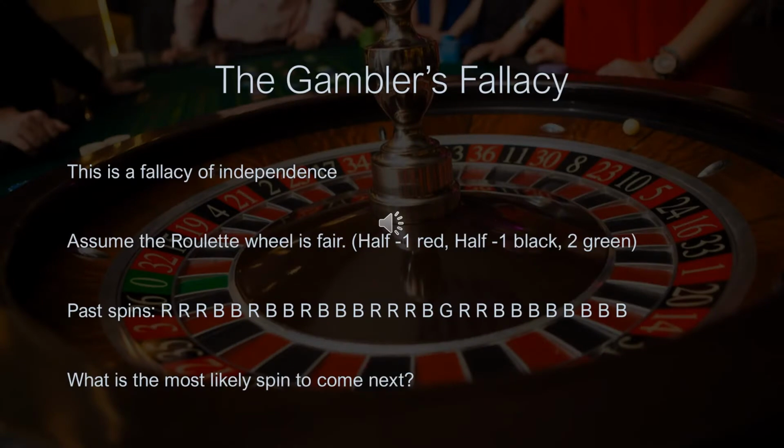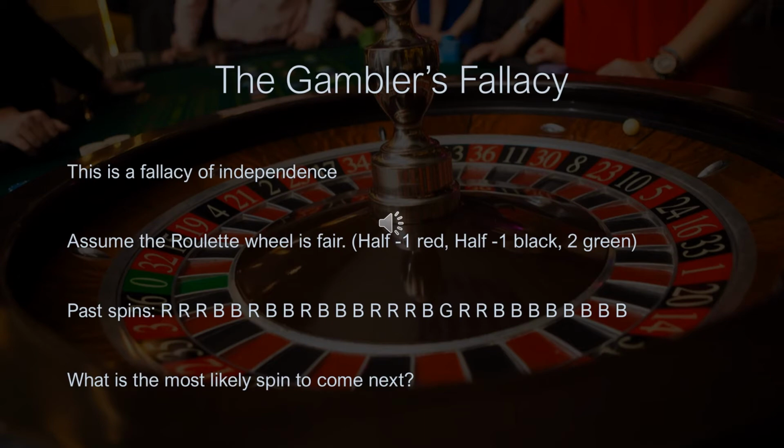Understanding dependence is important because there's a specific kind of fallacy in reasoning that people often commit without being aware of it. It's called the gambler's fallacy. The gambler's fallacy is a fallacy of independence. It's basically a fallacy where you ignore independence when independence is actually there. You imagine a dependence being there when it's not.